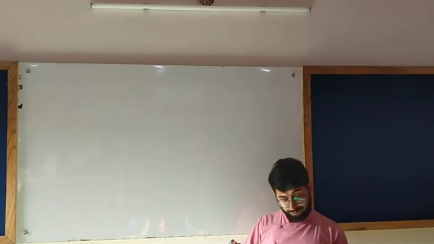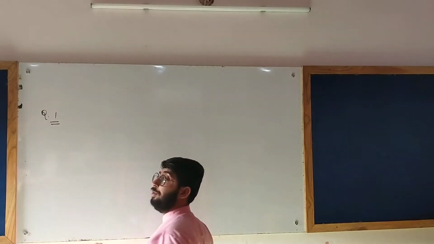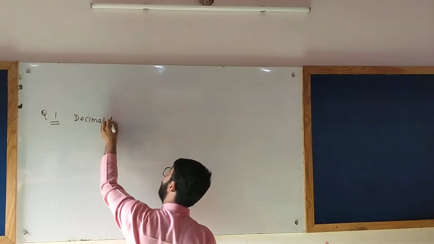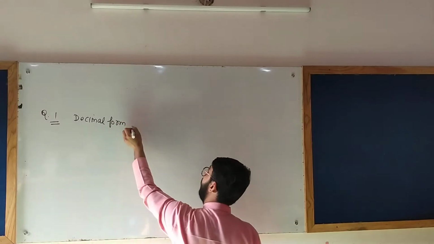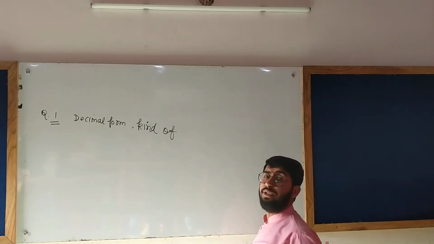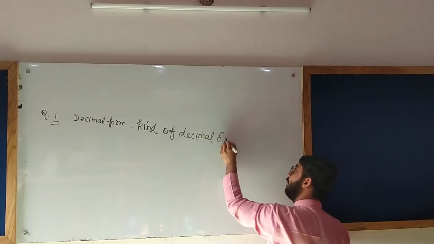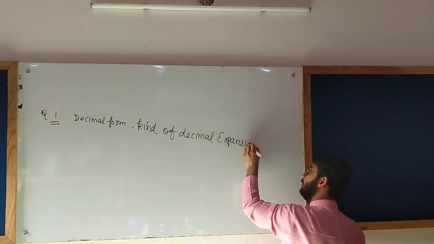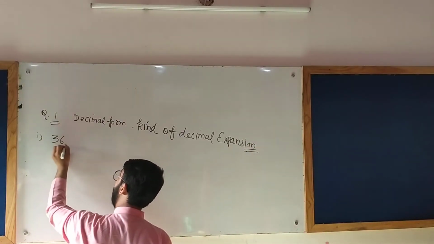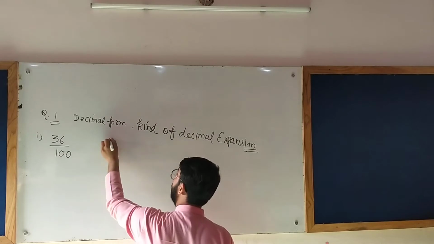I am doing the very first part of question number 1. We are to write the following rational numbers in decimal form, and we are to tell the kind of decimal expansion. Let us start with the first part. The very first part is 36 by 100. Now let us do division.